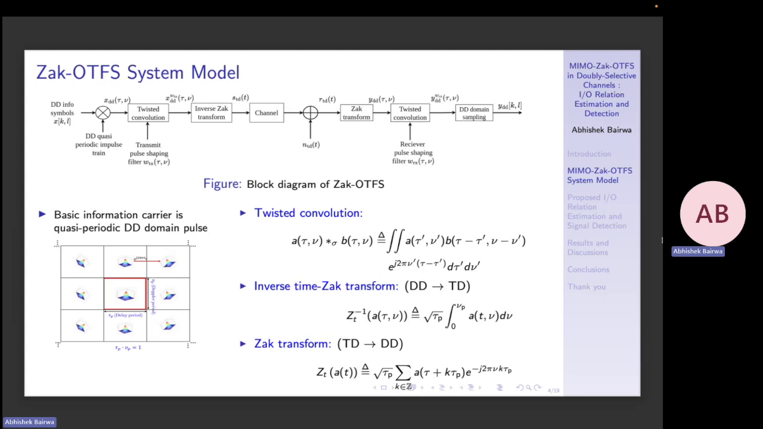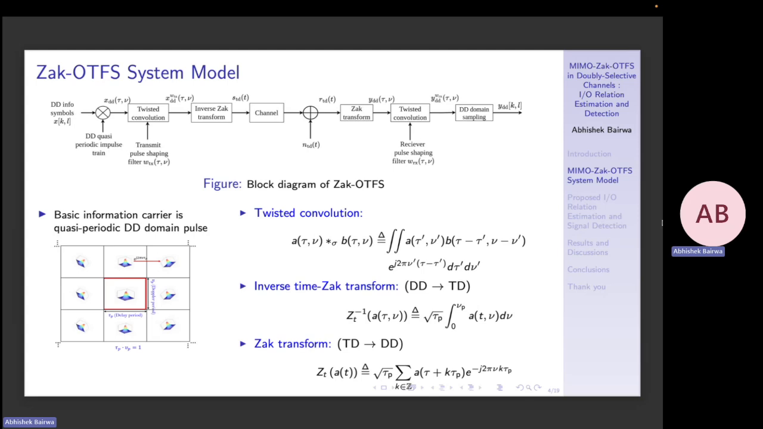This is the block diagram of Zak-OTFS system. In Zak-OTFS, the basic information carrier is a quasi-periodic DD domain pulse, as shown in the left corner of this slide. And it is localized in the delay Doppler domain in the fundamental region. We limit the time duration and bandwidth of this quasi-periodic DD domain pulse by using DD domain pulse shaping filter. And the action of those filters is given by a twisted convolution. Then we convert the DD domain signal into time domain signal via inverse Zak transform.